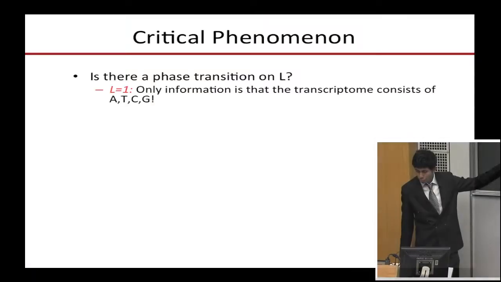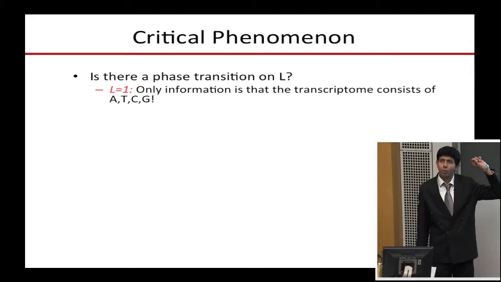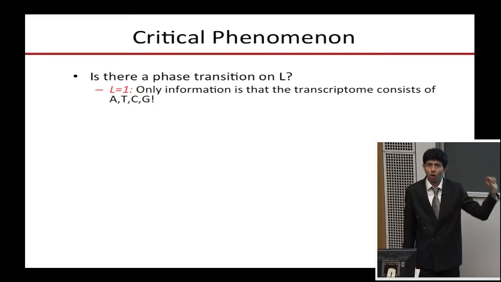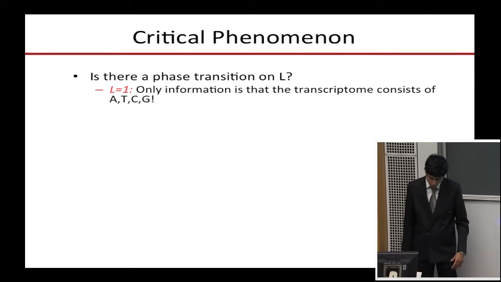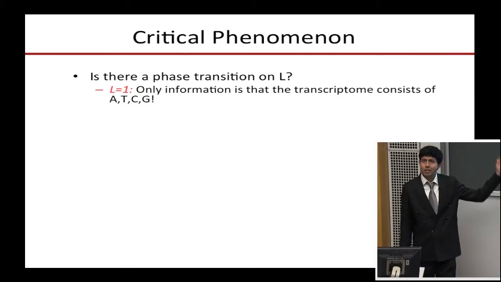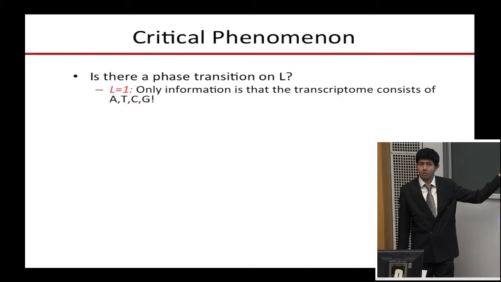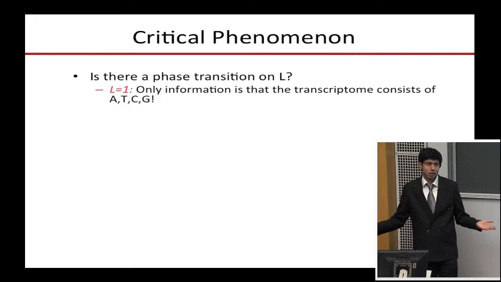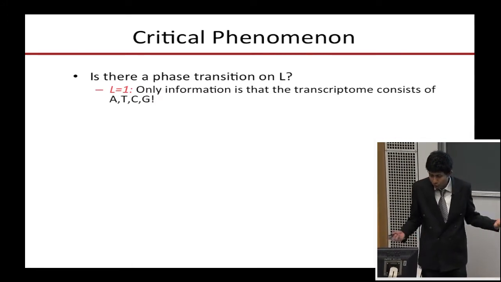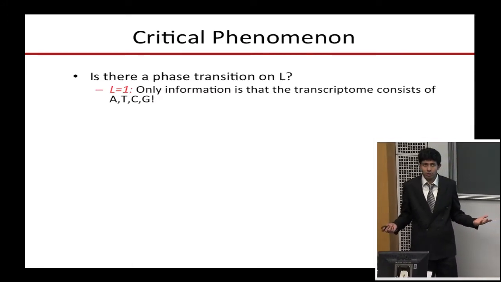So when read length is 1, what does it mean? It means you get to know all possible length 1 substrings of the transcriptome. In this case, the length 1 substrings are basically how many A's, how many T's, how many C's, how many G's there are. It sounds like it's almost zero information. There is no chance for you to reconstruct the transcriptome.